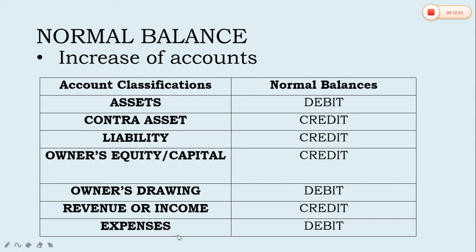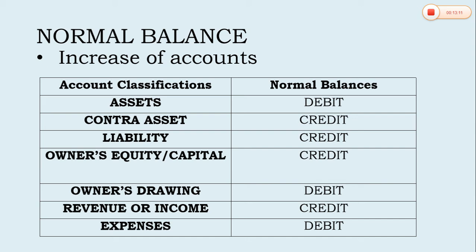Okay? For example, expenses: the electricity expense increased, your water and electricity bill increased. That's the time that you are going to debit utilities expense. We have income: the income increased. Many customers availed of your services. Therefore, you have to credit the income, since the income increased. Got it? Okay, that's the normal balances.